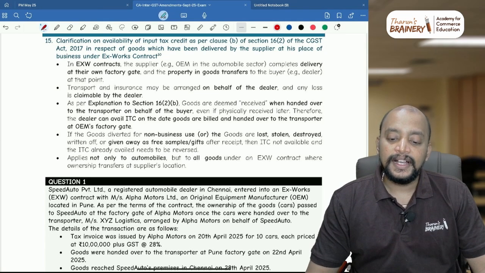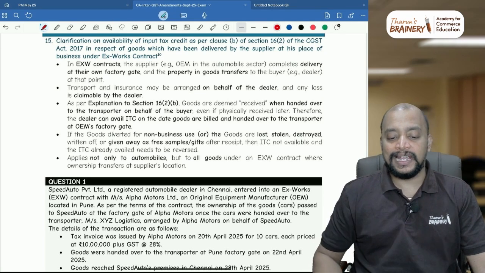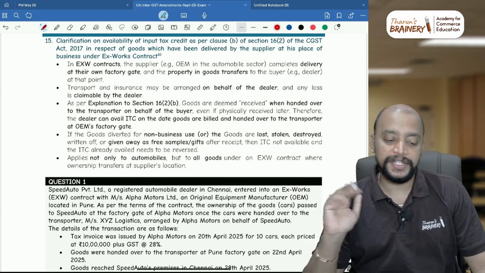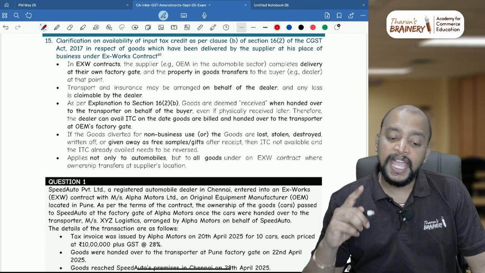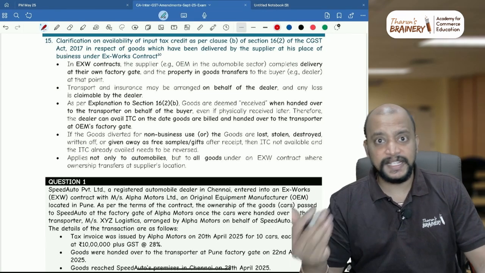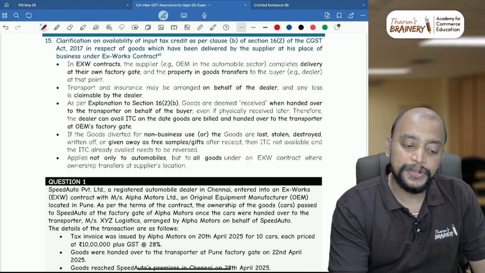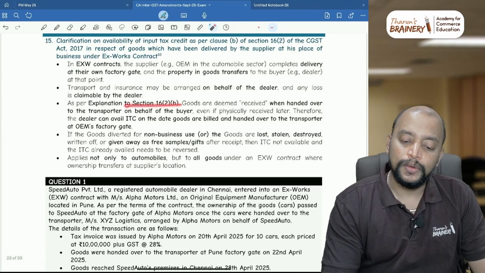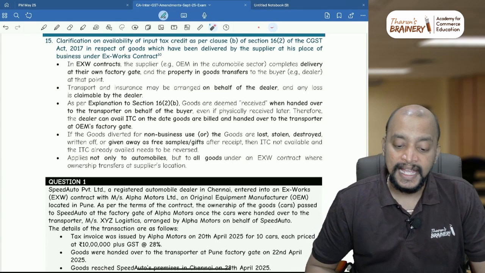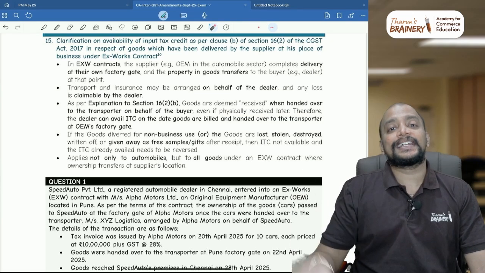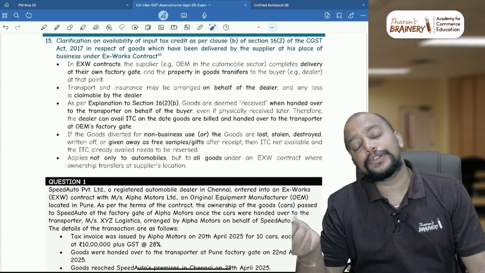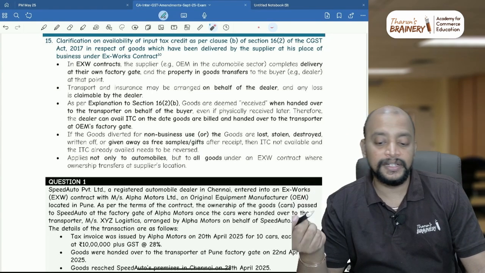So say this. In ex-works contract, the supplier, for example, an OEM, original equipment manufacturer in the automobile sector, a car manufacturer, completes delivery at their own factory gate and the property in goods transfers to the buyer, that is the dealer, at that point. Transport and insurance may be arranged on behalf of the dealer and any loss is claimable by the dealer, that is the buyer. As per explanation to section 16(2)(b), goods are deemed to be received when handed over to the transporter on behalf of the buyer, even if physically received at a later date.